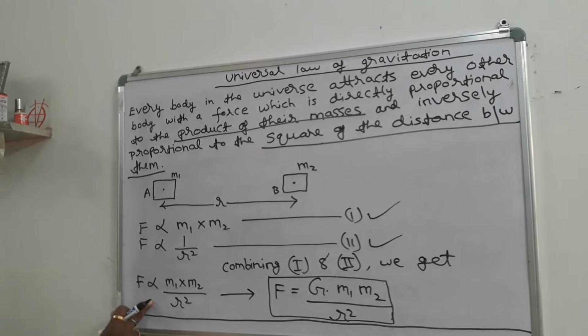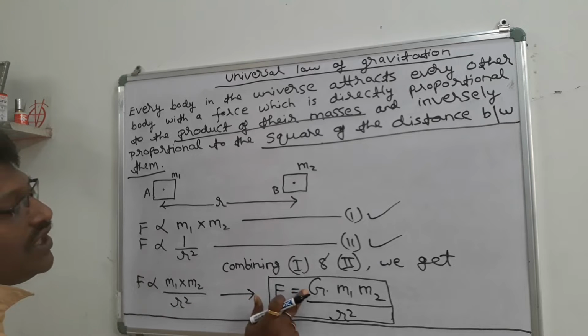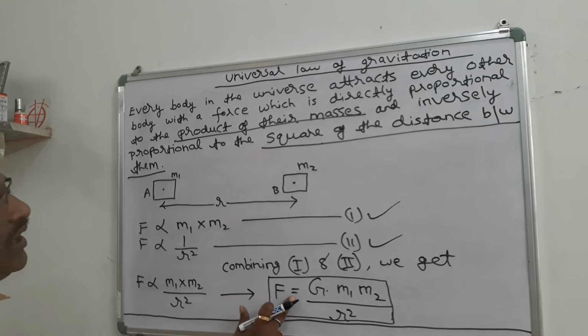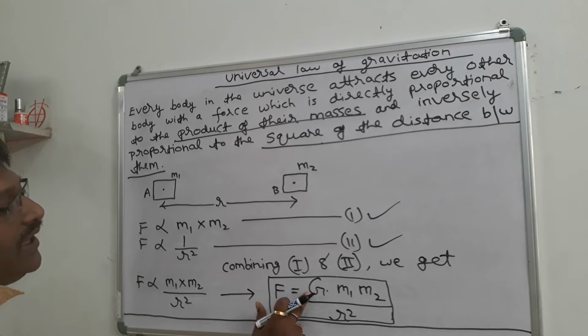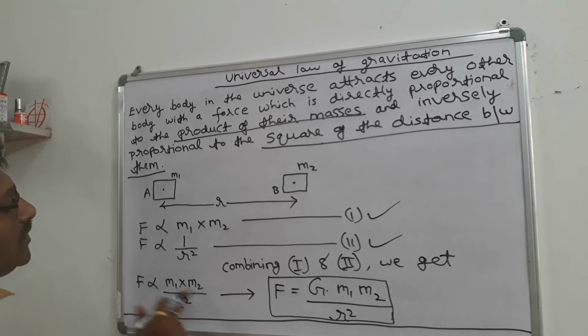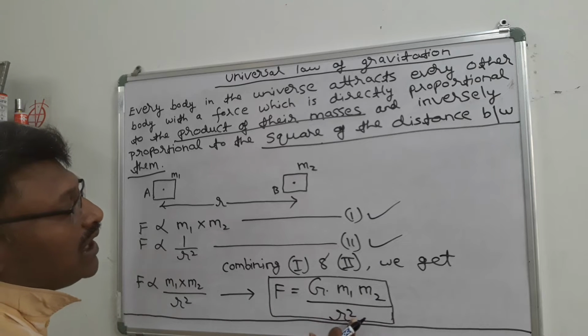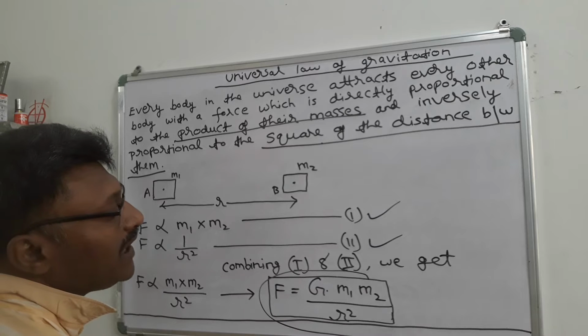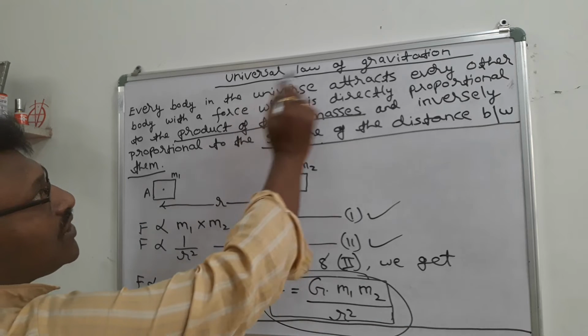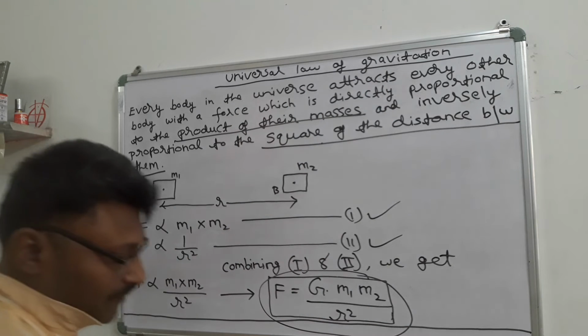And in mathematics we remove this proportionality sign and put a constant. So this constant is capital G. So F is equal to the constant capital G, and the other variables will remain the same, m1 into m2 upon r square. So this is the mathematical expression of the universal law of gravitation.